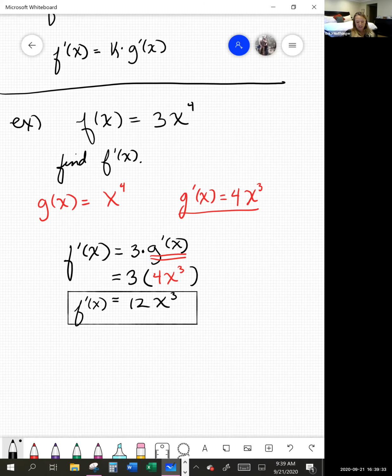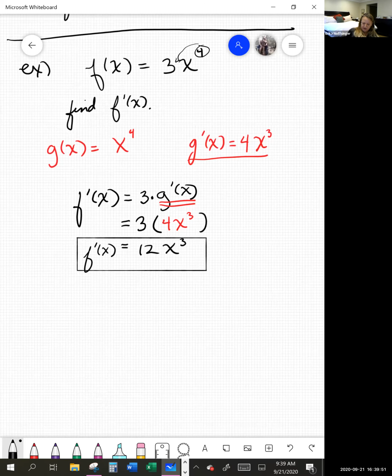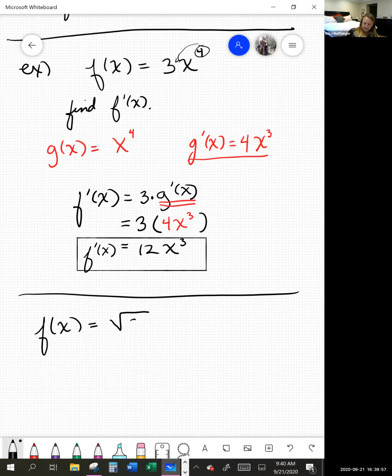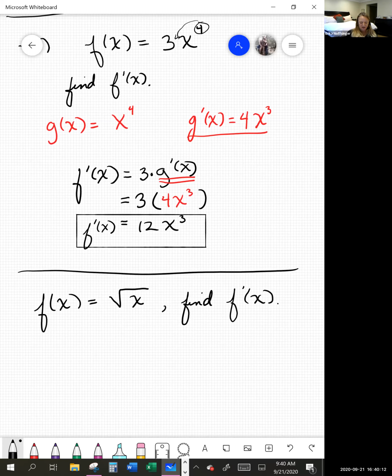So normally, I would just bring my power down front, multiply it by my coefficient in front of that variable, and subtract 1 from my exponent. So if f of x is equal to the square root of x, find f prime of x. This is where it's really helpful that we write the square root as a power.